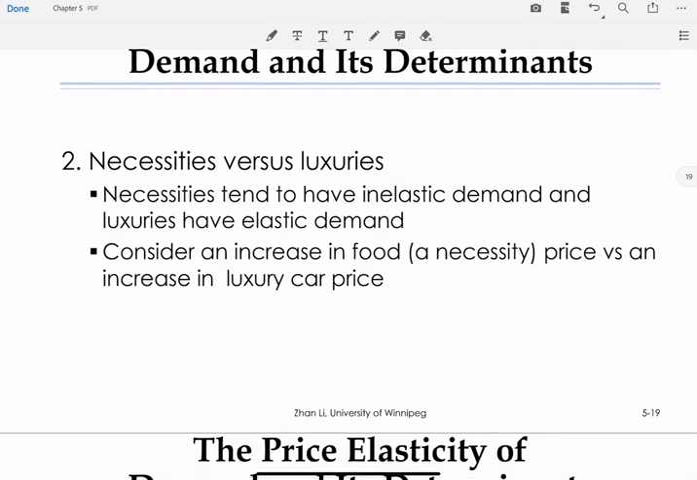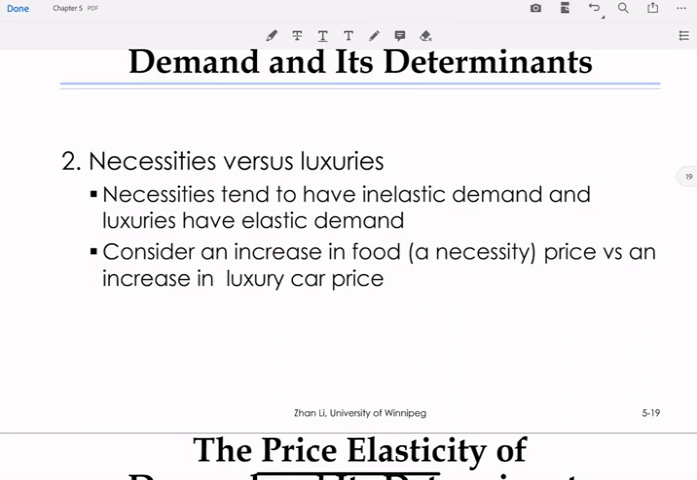Okay, the second factor, necessities versus luxuries. Generally, necessities will have inelastic demand, and luxuries will have elastic demand. Just to think about it, food is a necessity, right? So even if the price of food changes, most likely your consumption of food will almost stay the same, right? So in this case, the elasticity for food is small.